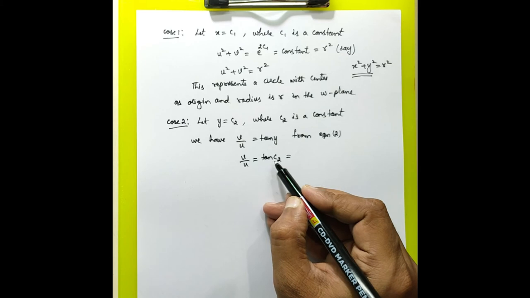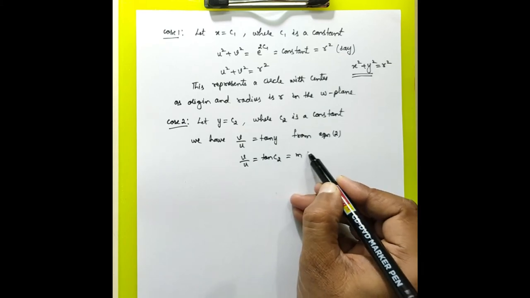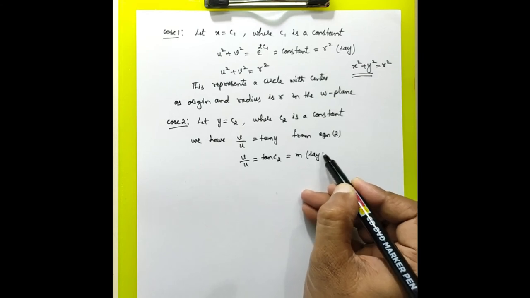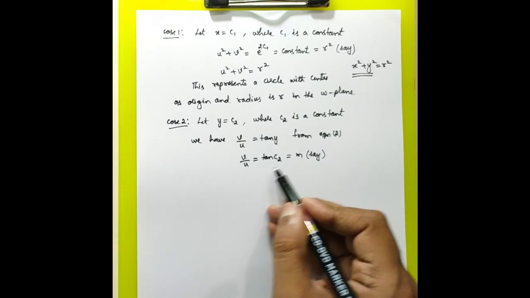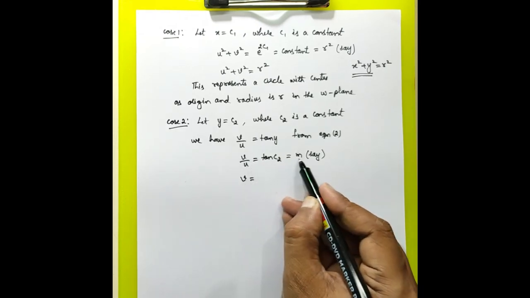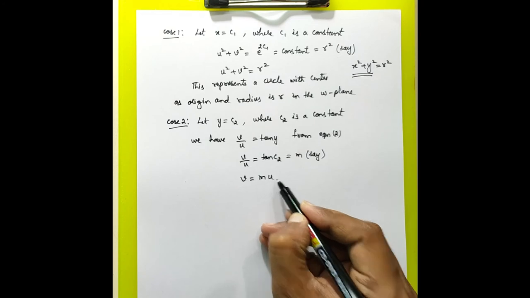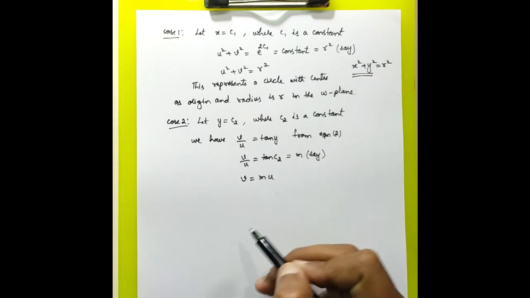Tan represents the slope. So if I take the slope to be equal to, say, M, tan C2 will be equal to M. Or if I cross multiply, V will be equal to, cross multiplying this U to the other side, M times U. So V is equal to M times U.